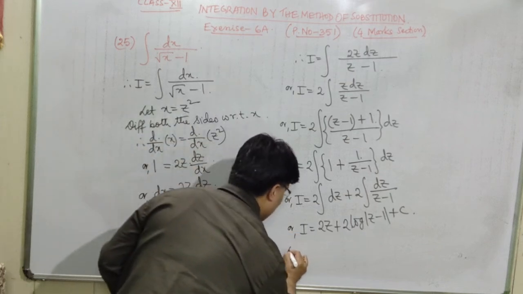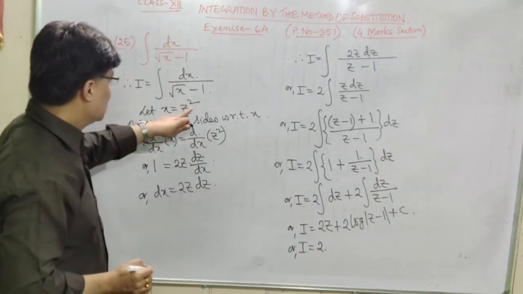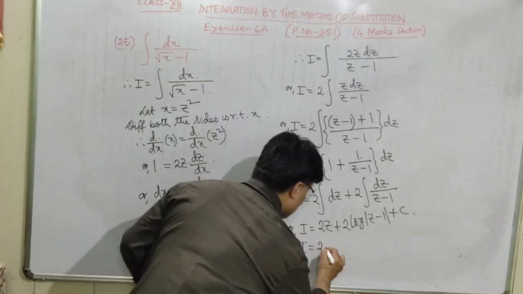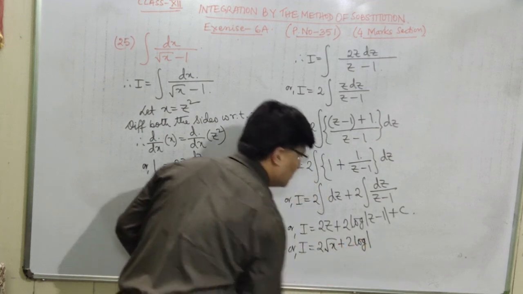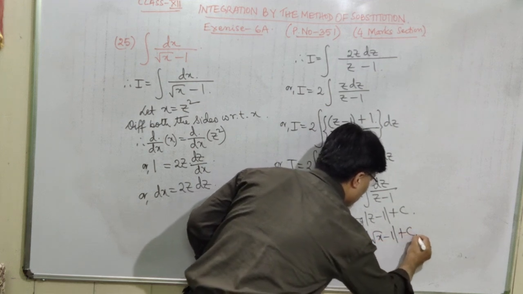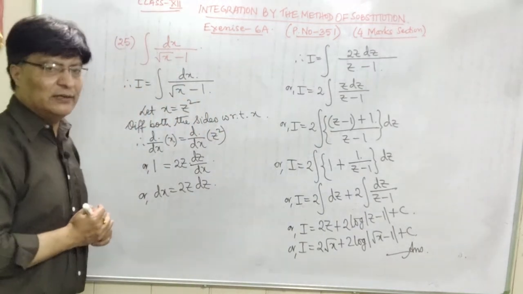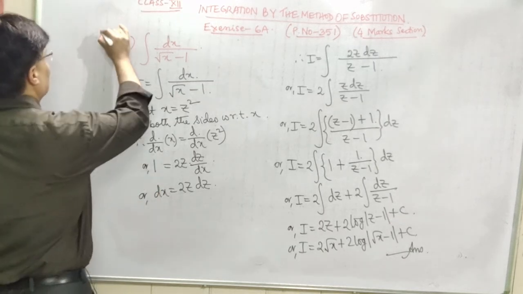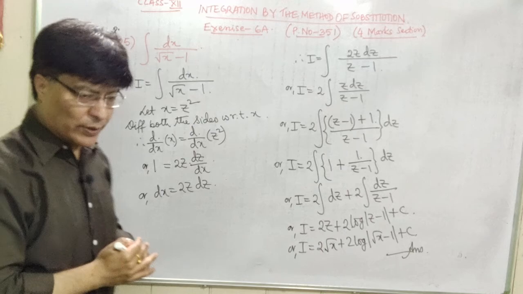So let us put the value for z. I is equal to 2 into, what is the value for z? Since z square is equal to x, z is root x, plus 2 log of mod, what is z? It is root over x minus 1, mod sign closed, plus c. So this is the final answer. I think you have understood it. This question is also very, very important. You can mark it, and you can copy it.